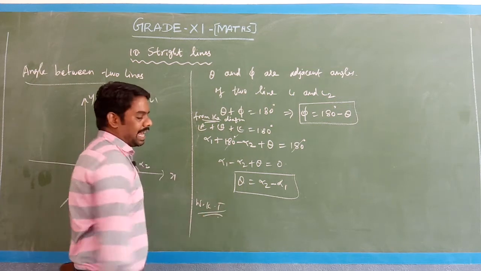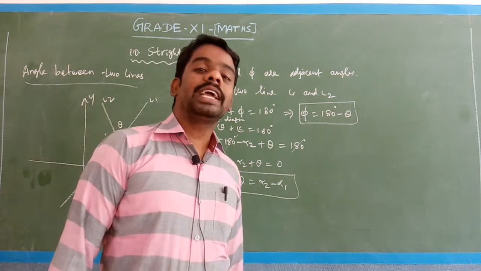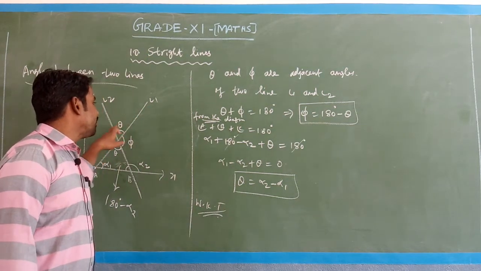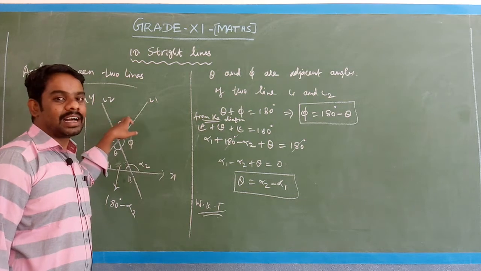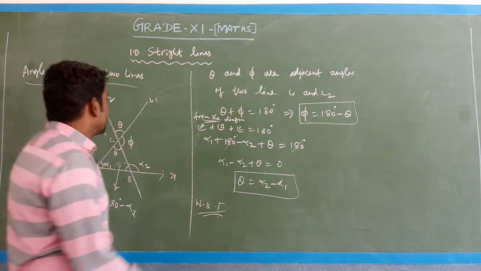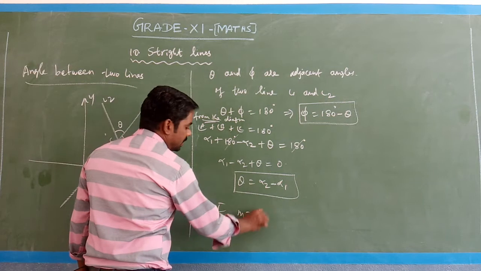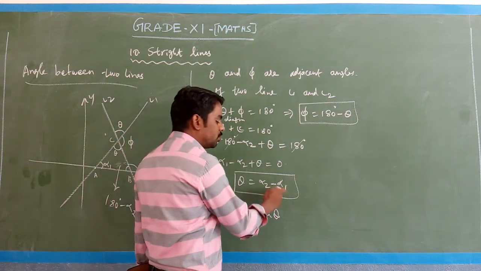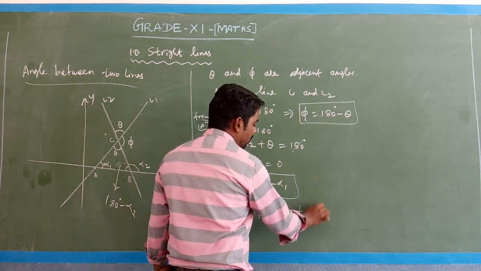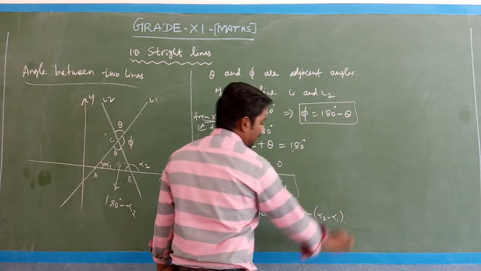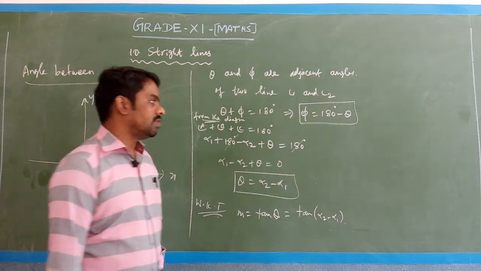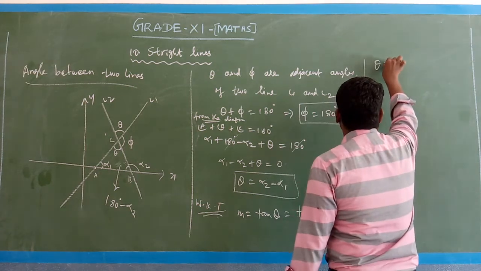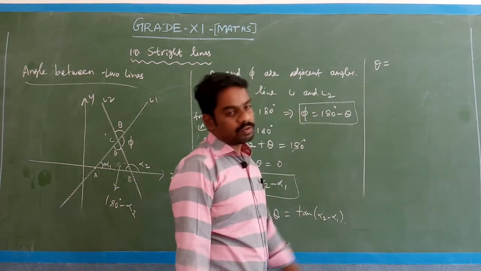We know that the slope of the line is m equal to tan theta. Here the angle between the two lines is theta, so the slope is m equal to tan theta. Here theta is alpha 2 minus alpha 1. So tan theta is equal to tan of alpha 2 minus alpha 1.